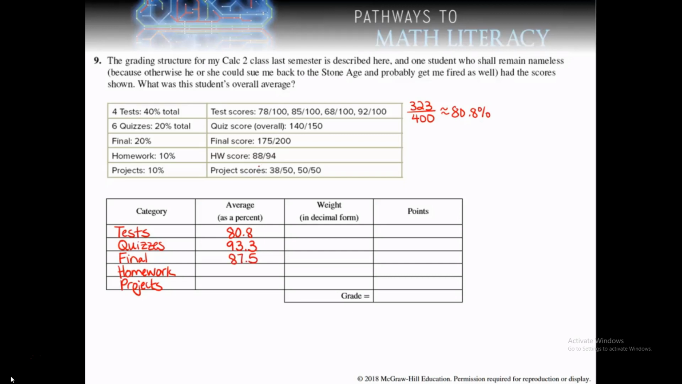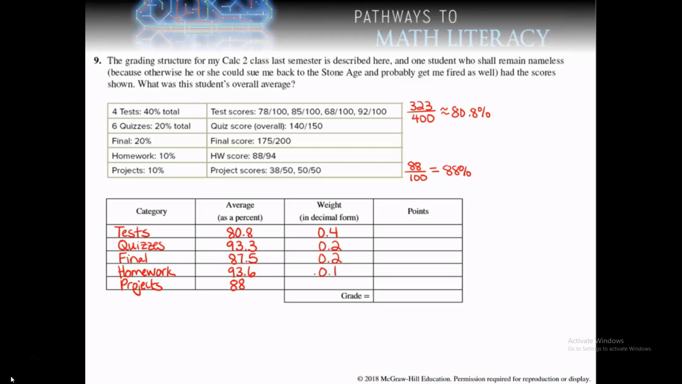And for projects, we have 2 scores. They add up to 88 points out of 100 possible. So that's an 88%. And that's what I'll put for the project average. Now we need to write in the weights for each category in decimal form. So tests are worth 40%, that's 0.4. Quizzes are worth 20%, that's 0.2. The final's also worth 20%, so it's 0.2. Homework is worth 10%, so that's 0.1, and projects are also worth 10%, so those are 0.1 as well.